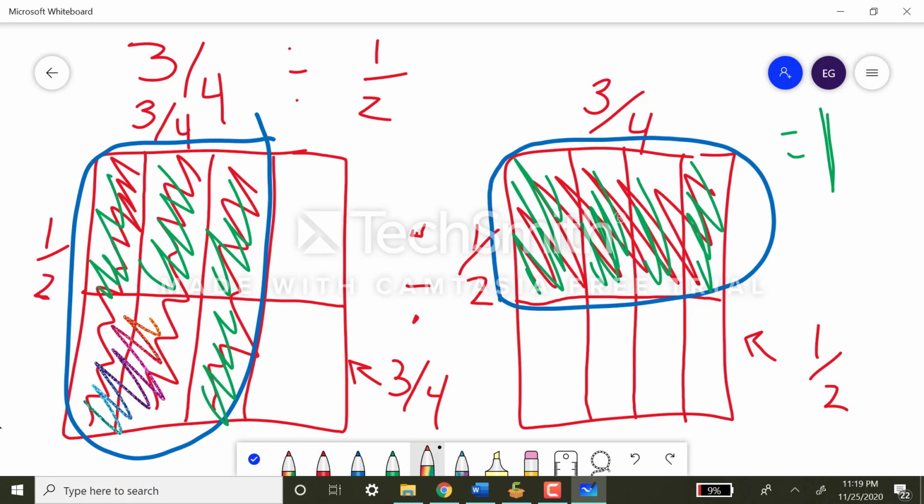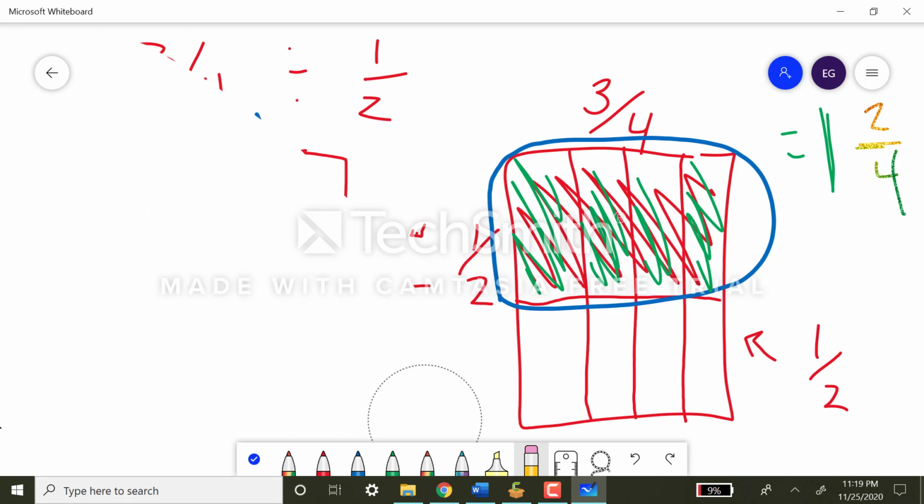2 remain. So 2 will be our numerator. And it's out of fourths, so fourths is our denominator. So she can feed one dog, and she'll have 2/4 of the bag remaining.